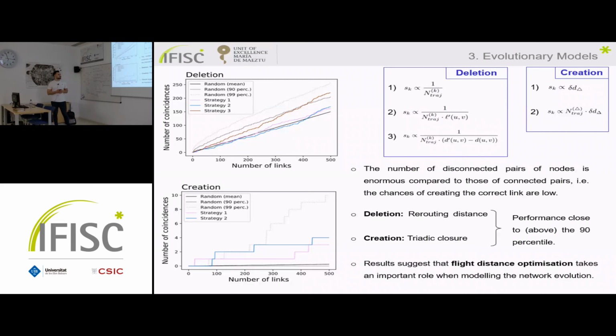Both strategies obtain performances quite above the random null model, and they can even achieve close to or above the 90th percentile. So these results suggest that flight distance optimization plays an important role when we analyze the evolution of the network.